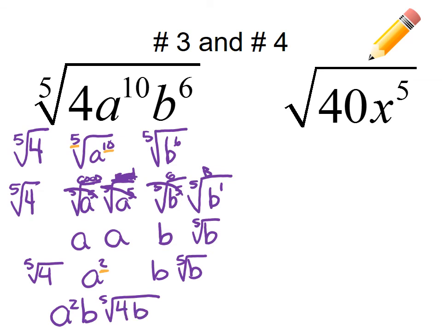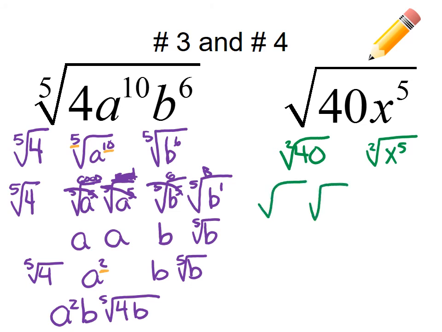Let's try another one. Radical 40x to the 5th. Let's start off by separating each value. Remember, our index is technically 2. Let's start off with 40 and do a good and a bad. Take a look at the 40.